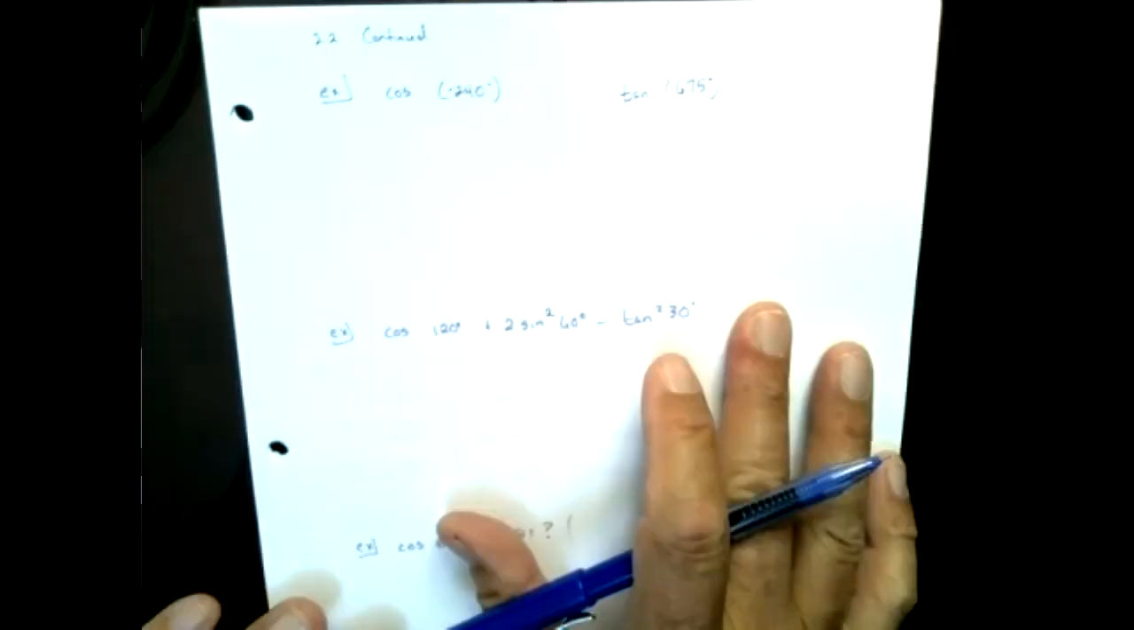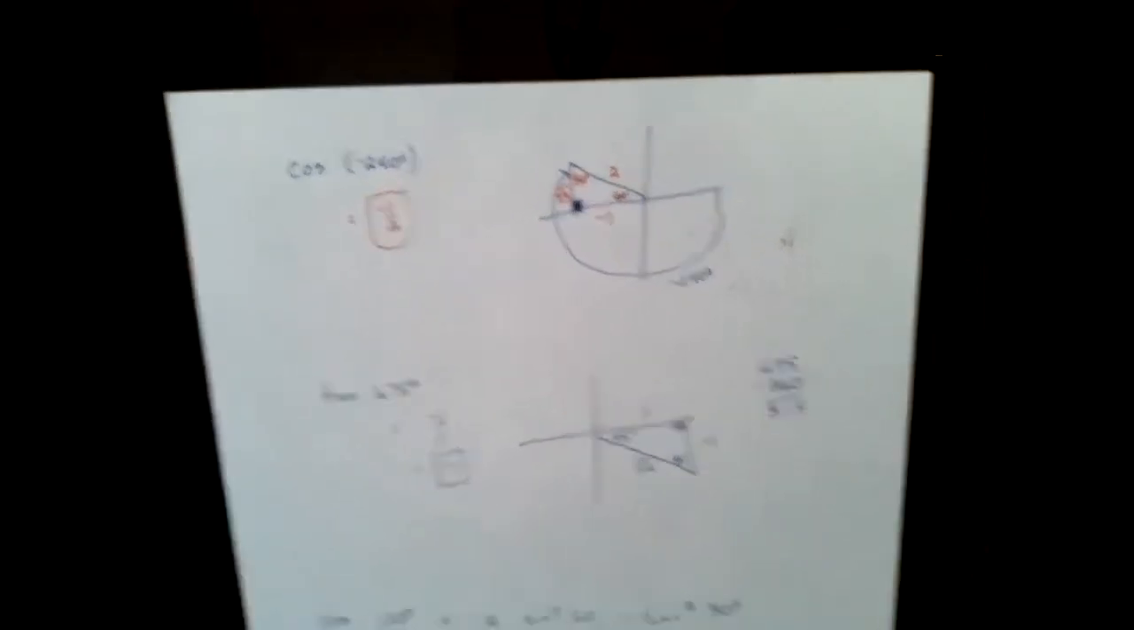And let's see what we got. Can you find the cosine of negative 240? Can you calculate it? What do you think?